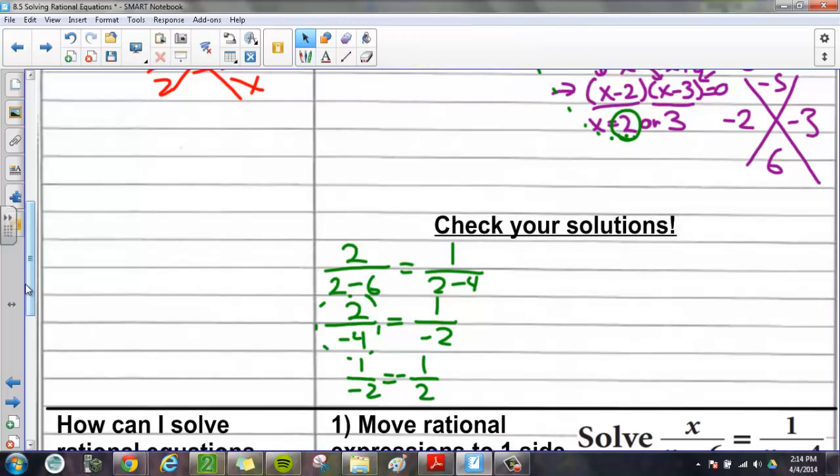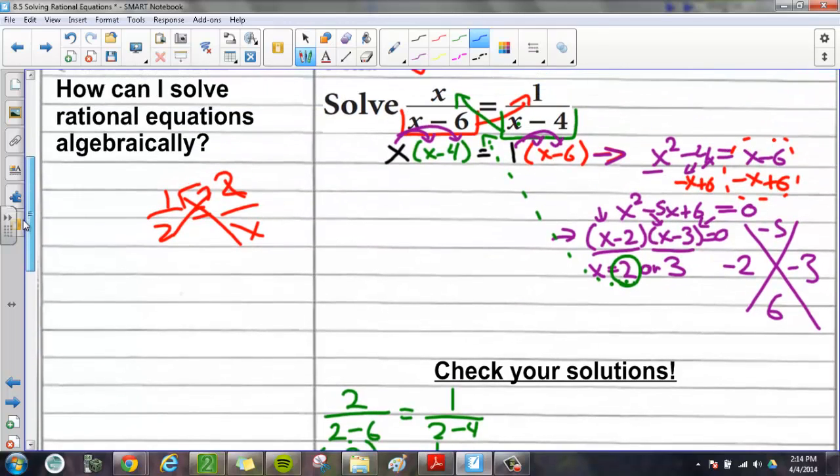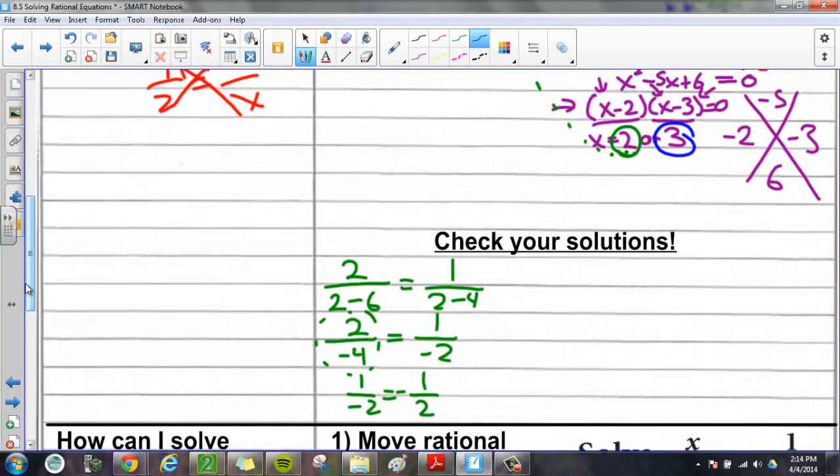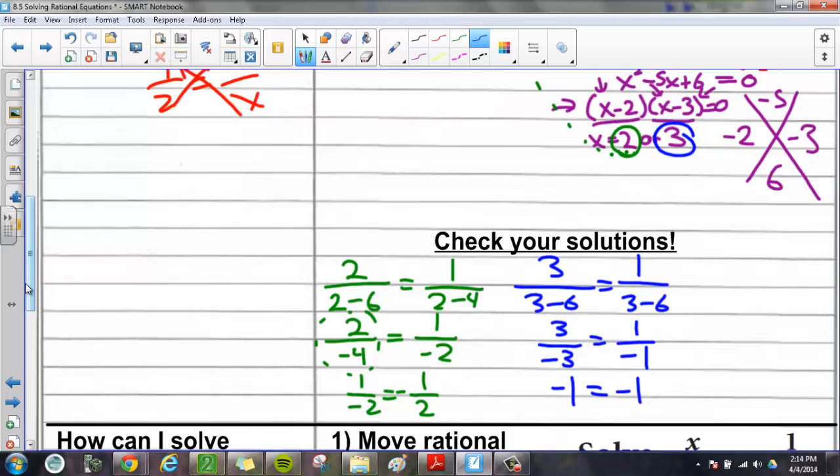Now let's see if the other solution checks out. Let's plug this 3 into our x's up here. So we have 3 over 3 minus 6 is equal to 1 over 3 minus 4. Well, this turns out to be 3 over negative 3, and that's equal to 1 over negative 1. 3 over negative 3 is negative 1, which is equal to negative 1 on the right side. These two things are true, so that is also a solution.